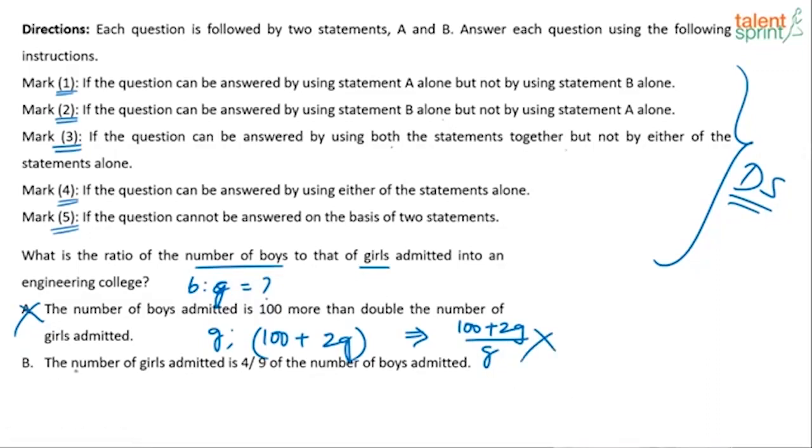Option B, the number of girls is 4 by 9 times the number of boys. This is a sitter, a piece of cake. 4 by 9 times the boys. So G equals 4 by 9 B, which means B by G equals 9 by 4. Can I get the ratio from this? Yes, very much. Option B alone gives you the answer.